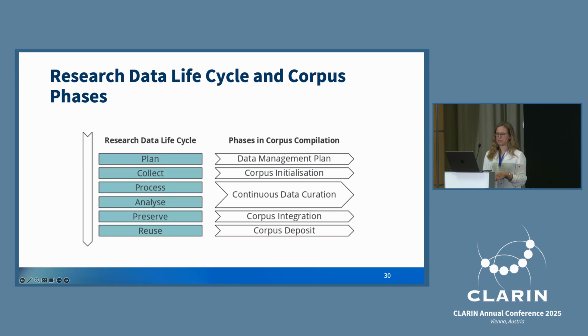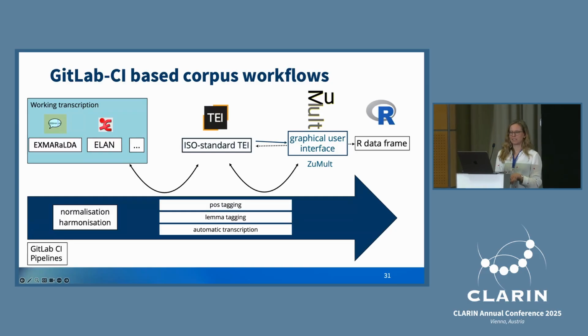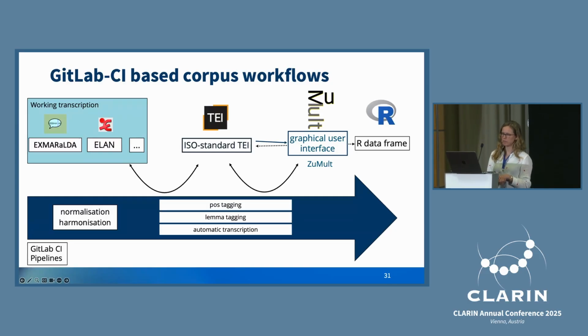And this is something that we did in the project, the Center for Assistive Technologies, so that we can have a continuous data curation, but also while we're still working and creating the data, we can already have it in our interface and analyze and do the queries and different things that Thomas just showed you. And how do we do that is by using GitLab CI-based corpus workflows.